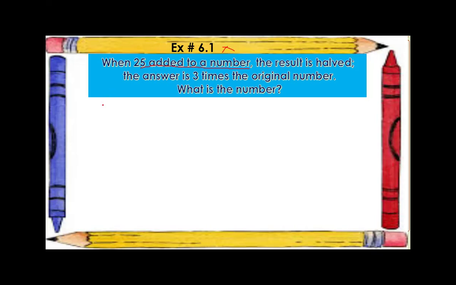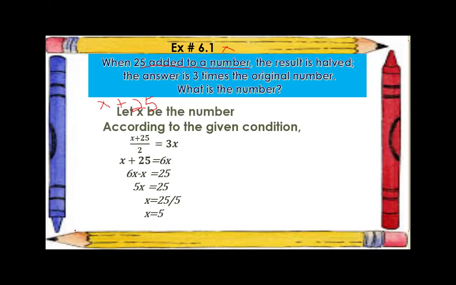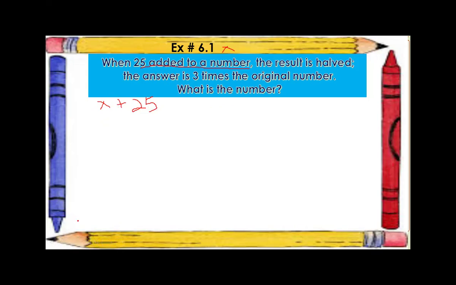So if the number is added with the variable, if the variable is going to be added with 25, the result is half. What will be the result? The result is half. First, we have supposed the number. According to the given condition, the result will be half. If 25 is added to the number x, its result will be half.